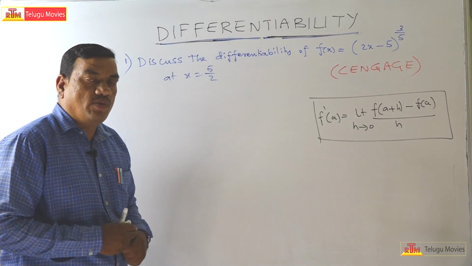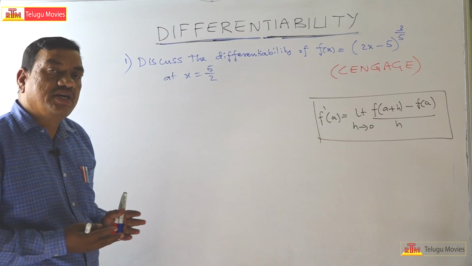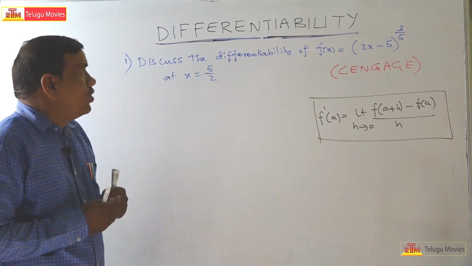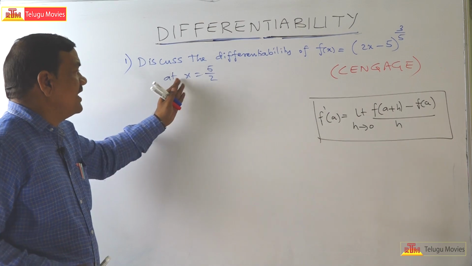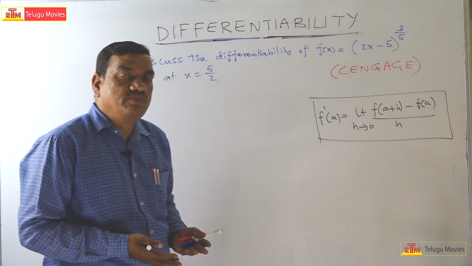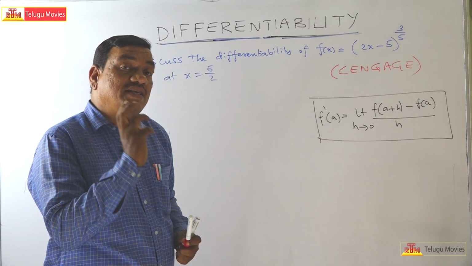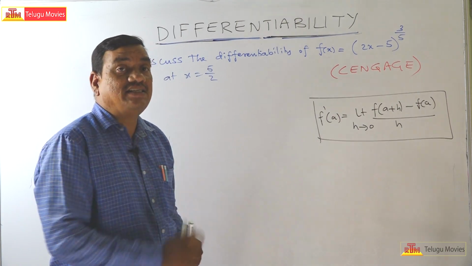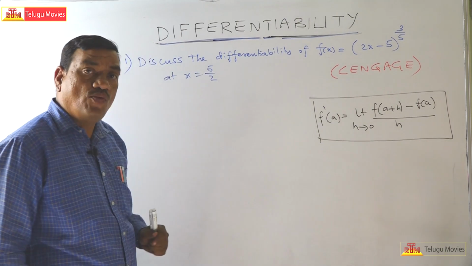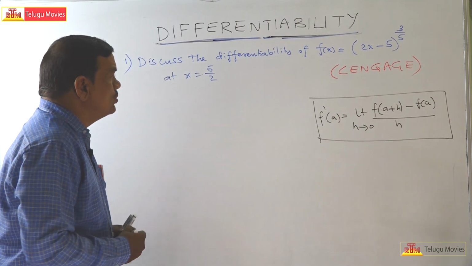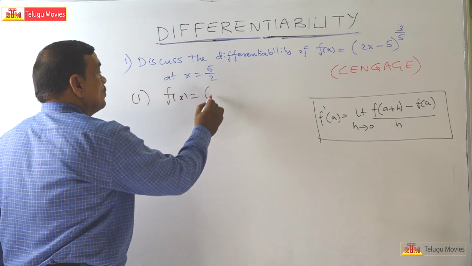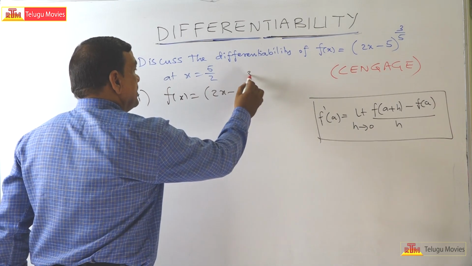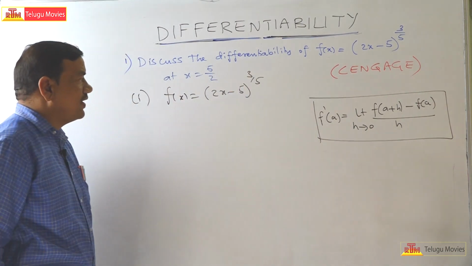Welcome to the first problem. We are going to check the differentiability of certain functions at the point x = 5/2. What is the meaning of this? It means we have to check whether any tangent exists at the point x = 5/2. Let us check that. The function is f(x) = (2x - 5)^(3/5).